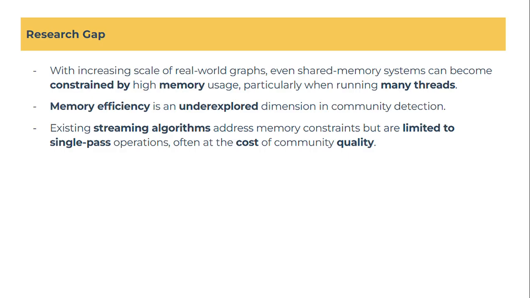The size of real-world graphs is large, and therefore, on shared memory systems, we are hitting the memory usage limits, particularly when we are using many threads. Memory efficiency is actually underexplored in community detection. There exist streaming algorithms which address this issue, but their single pass nature results in obtaining communities of lower quality.